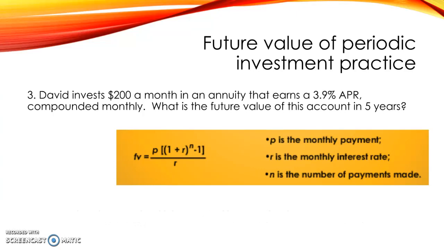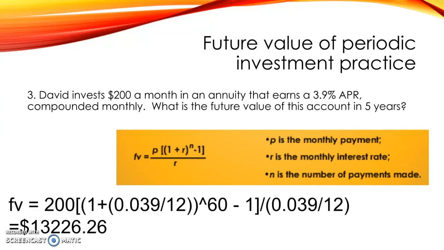All right, we'll try this last one here. We've got David investing $200 a month in an annuity that earns 3.9% APR. All right, there is the answer for David.